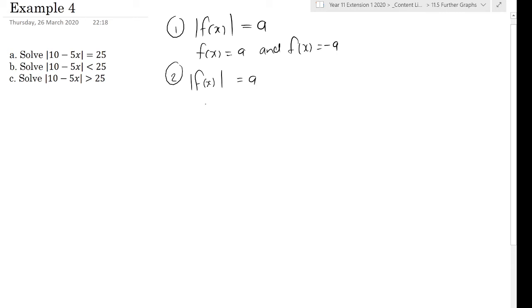Number 2 was if we have the absolute value of a function less than some value a, then what we do is we just put that function in the middle, between negative a and a, like that.